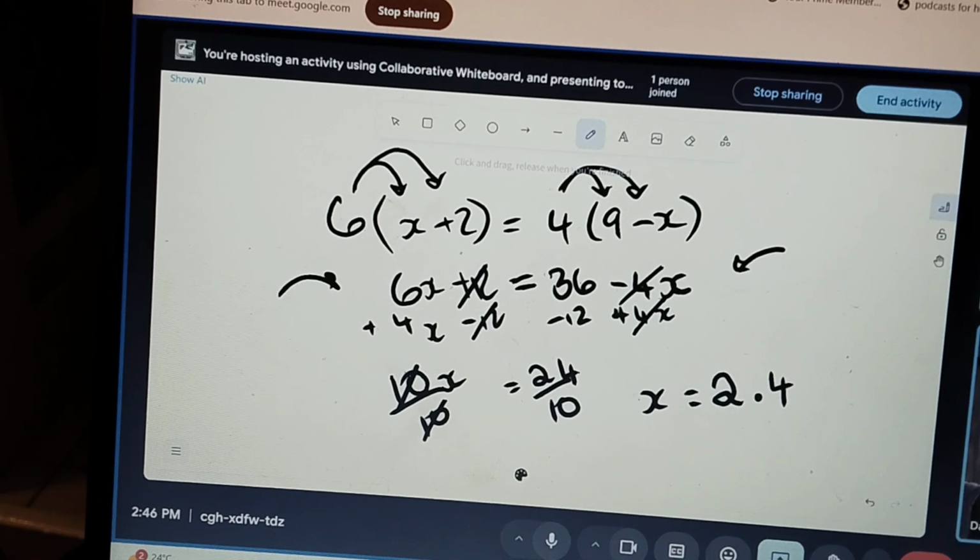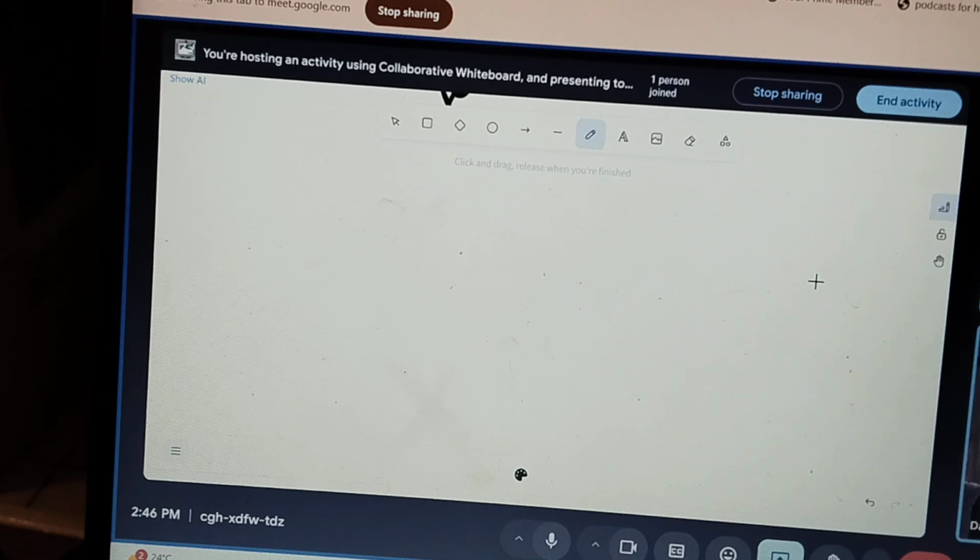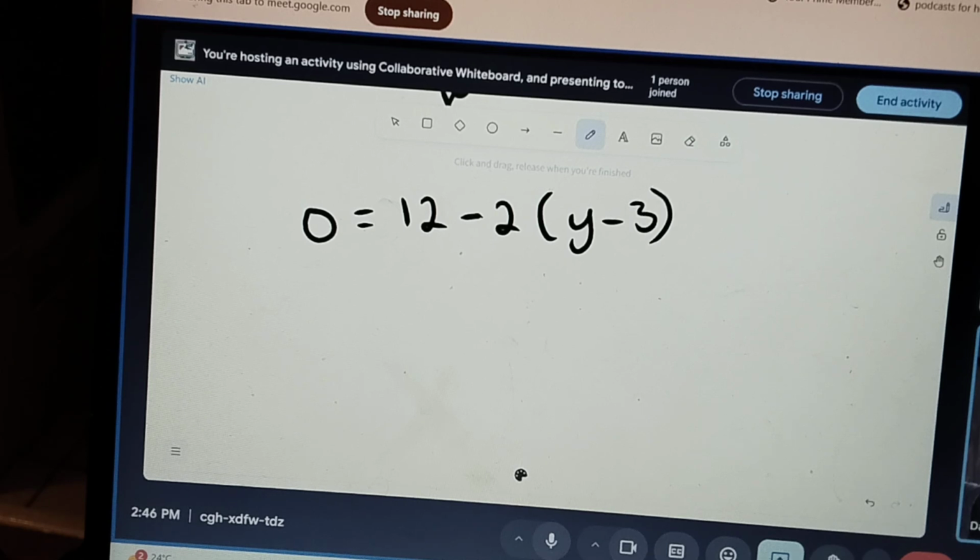Can you do that on your own? Can I give you one to try? Yes. You try this one. Let's say you've got 0 equals 12 minus 2 in brackets (y minus 3). See if you can do that one.